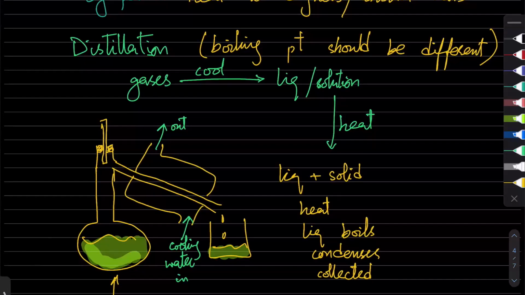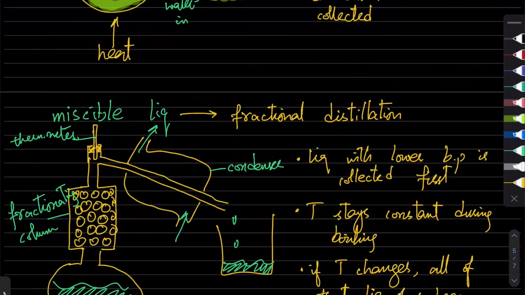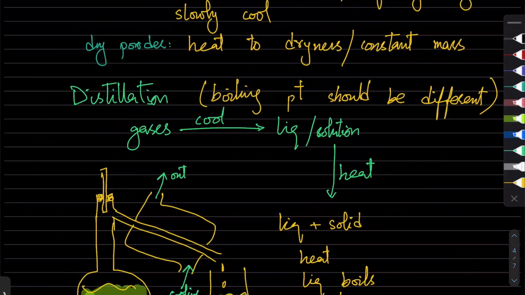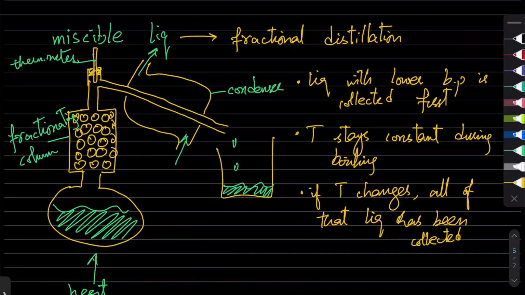So that's the idea of how distillation works. Similarly, how does this kind of distillation work? The idea is that you have liquids with different boiling points, as I mentioned over here. In this case, the liquids have different boiling points, and because of that they boil at different temperatures. The liquid with the lower boiling point is collected first. The liquid with the higher boiling point is collected later. And that's how this works. This separates them based on their boiling point.